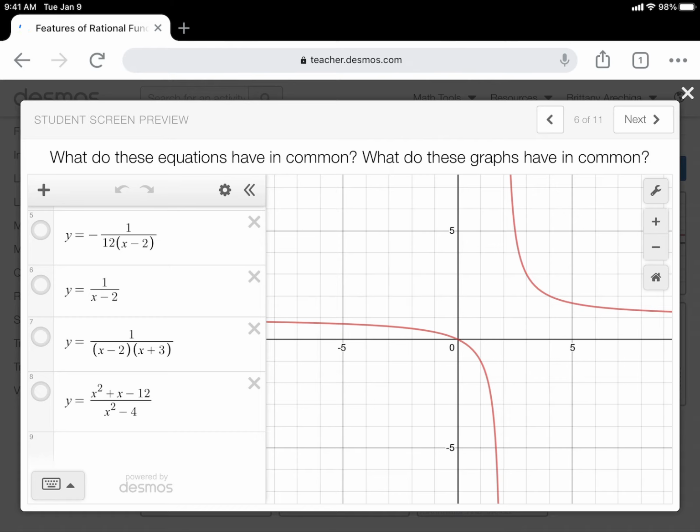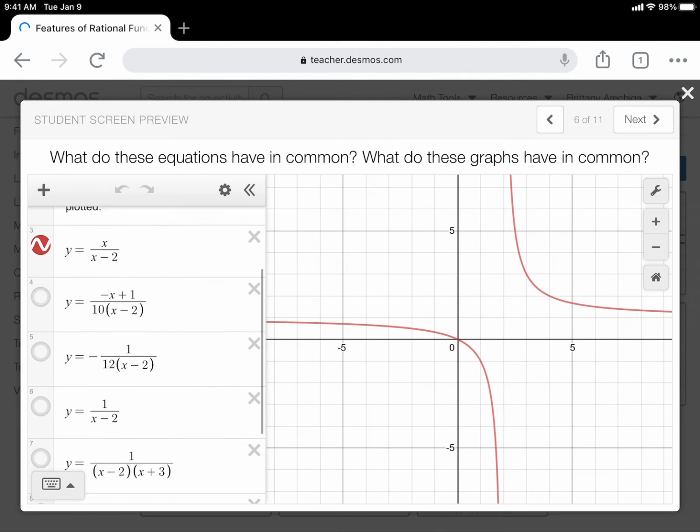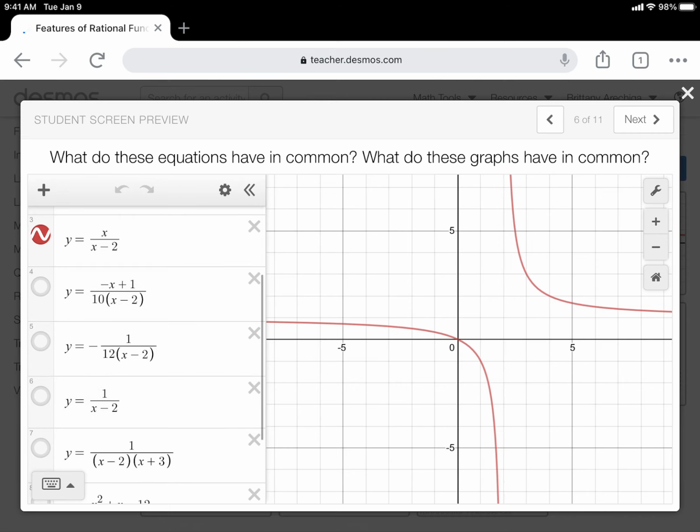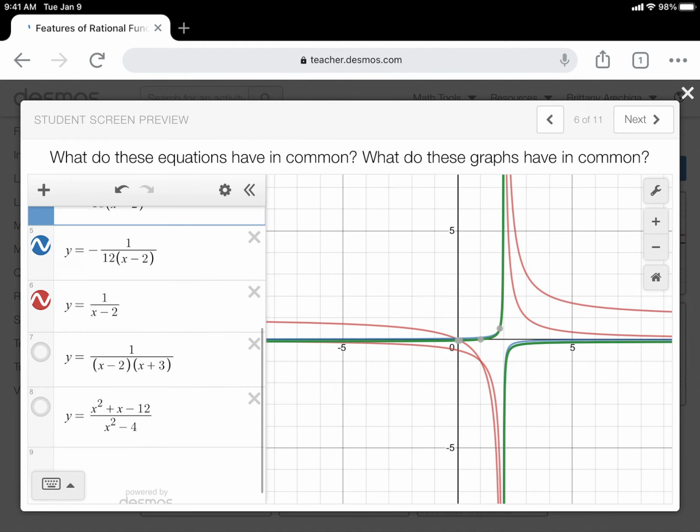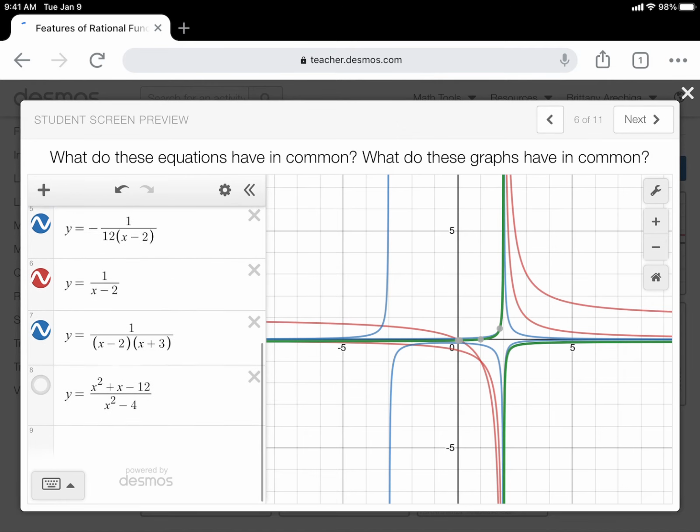Do you guys see that they all have an x minus 2 in the denominator? All of them, including that last one, which would factor out to x plus 2, x minus 2. They all have an x minus 2 in the denominator. Now, if that were in the numerator, we would expect an x-intercept at 2. But it's in the denominator, so let's see what happens. Let's turn them all on. Just going to graph them all right on top of each other. And I want you to kind of decide what's happening at 2.